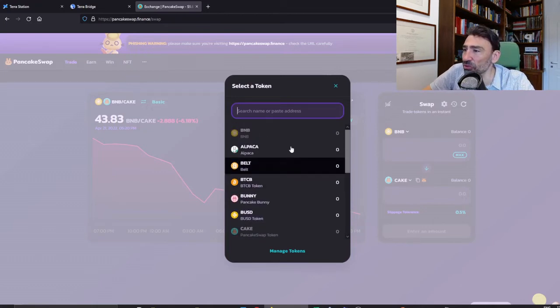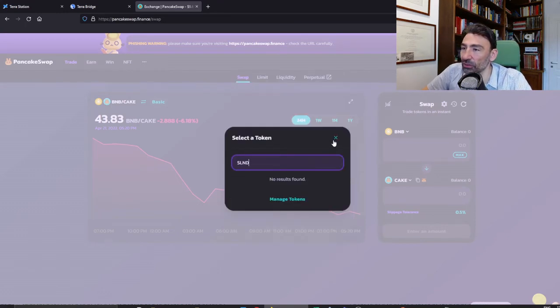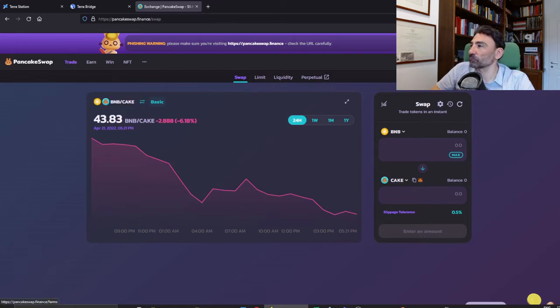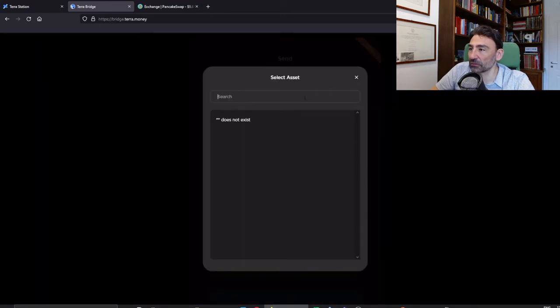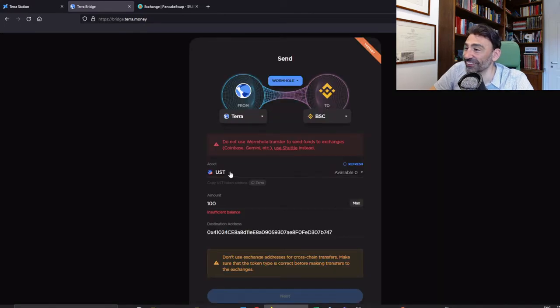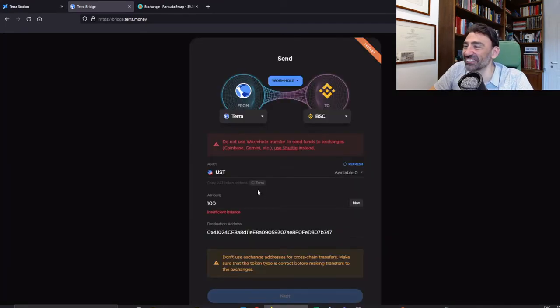Let's see, sometimes there is also Solana. Let's see, Sol. No, Solana is not here. They don't like it. And SLND, no, not even considered. Okay. And Terra Bridge. What does it let me? Can I exchange Luna? Luna does not exist. Very well. There is a little bug in this bridge.